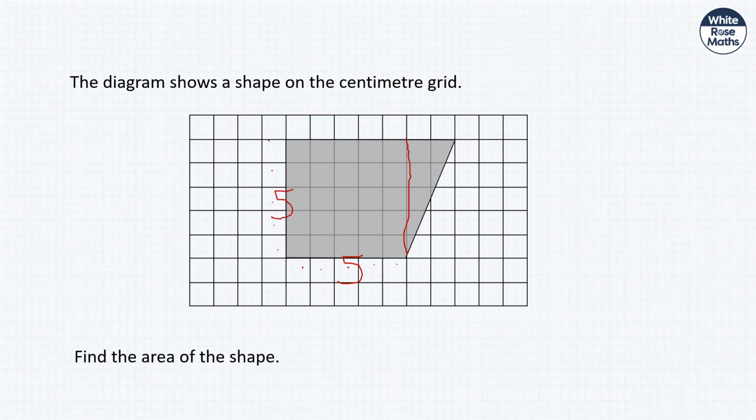So the area of this square is 5 times 5, which would be 25 centimeters squared. The area of this triangle will be base times height divided by 2. So it'll be 2 times 5 divided by 2. I'm going to get 10 halves, which is equal to 5, guys. So 5 centimeters squared.